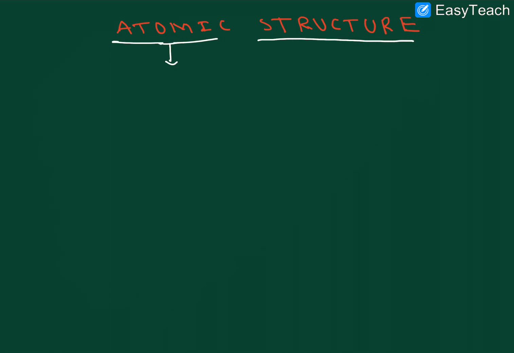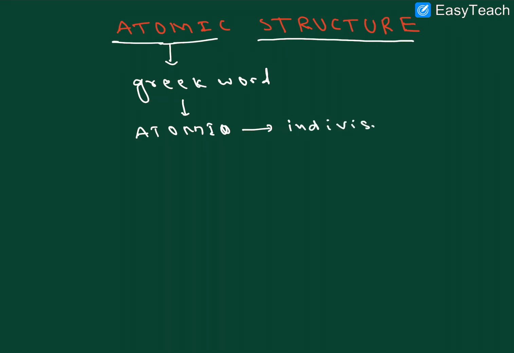So what is the atom? This word atom is derived from a Greek word. In Greek, atom means indivisible. An atom we can't divide further. So that is the exact meaning.